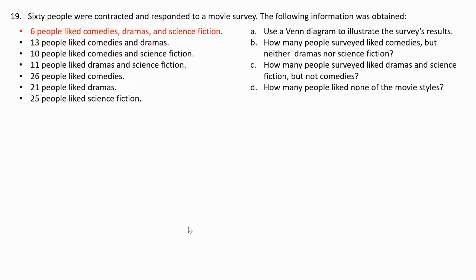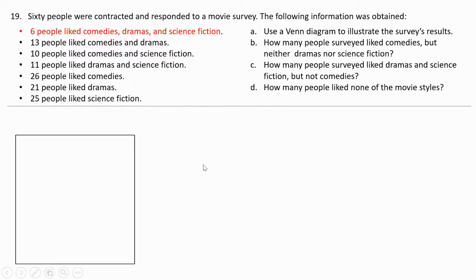And it states 13 people like comedies and dramas, 10 people like comedies and science fiction, 11 people like dramas and science fiction, 26 people like comedies, 21 people like dramas, and 25 people like science fiction. So for part A, use a Venn diagram to illustrate the survey's results. Okay, so let's do a Venn diagram.